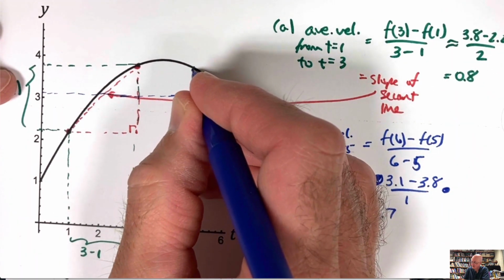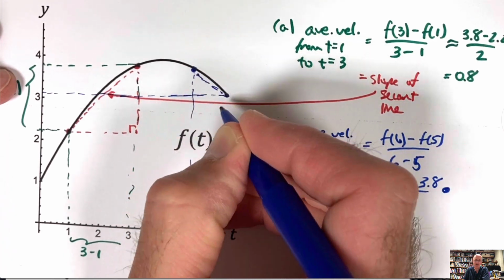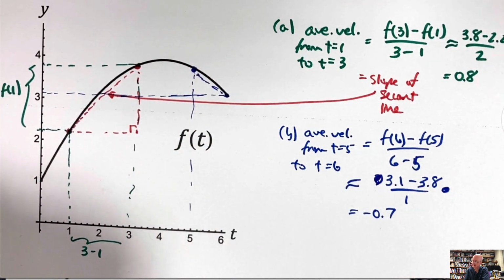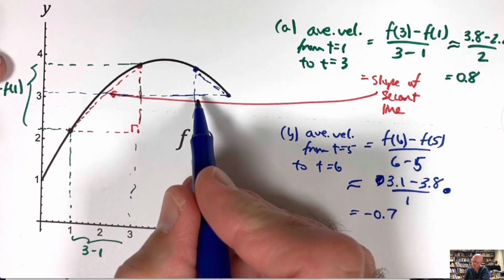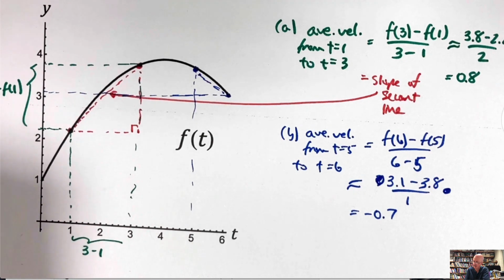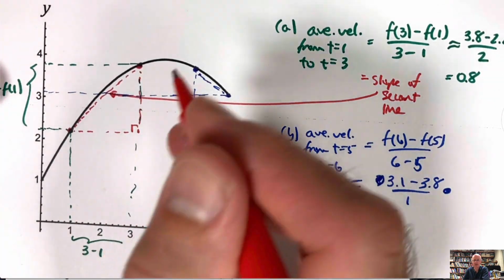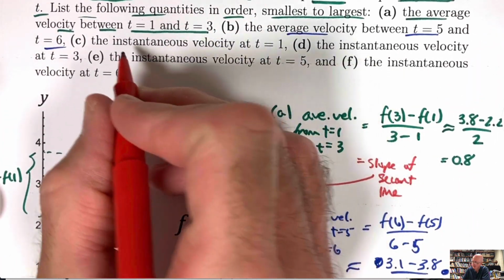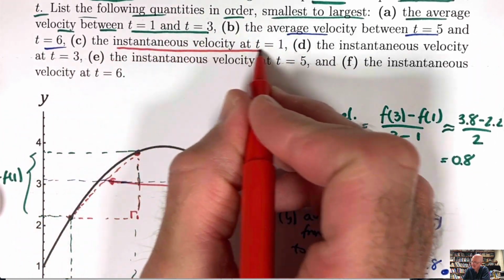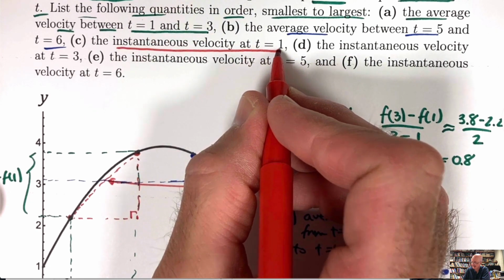Graphically, it's the slope of this line segment right there. It's negative. Rise over run is negative. If you take the run to be from 5 to 6, the rise is negative because the function is going down. I'm not going to estimate the other values. I'm just going to think about them graphically. Part C, the instantaneous velocity at time 1. That's a new concept. Instantaneous velocity.